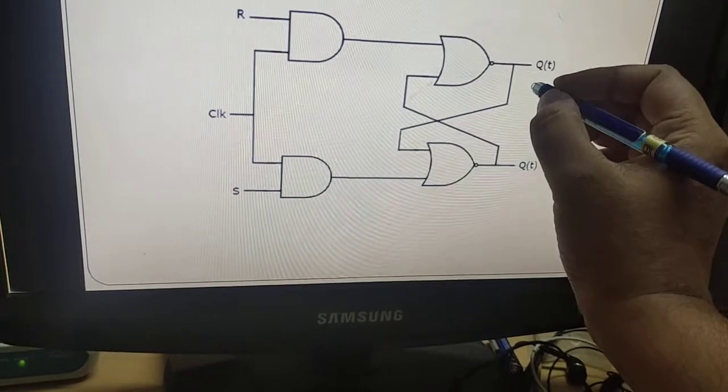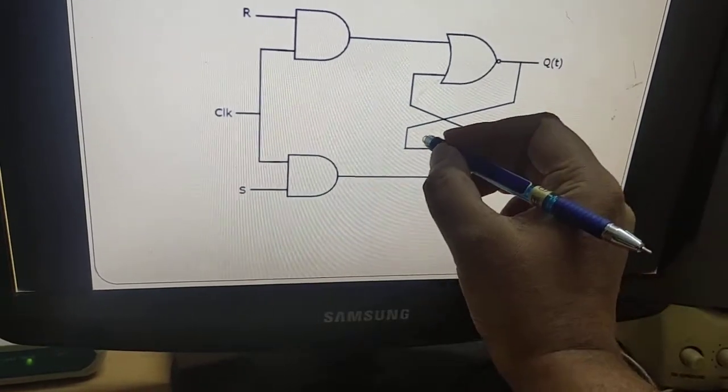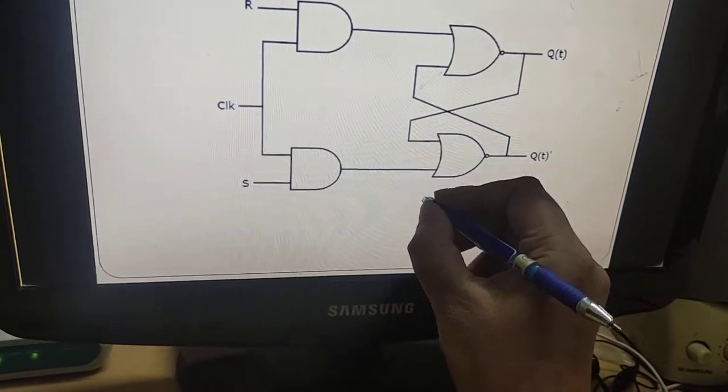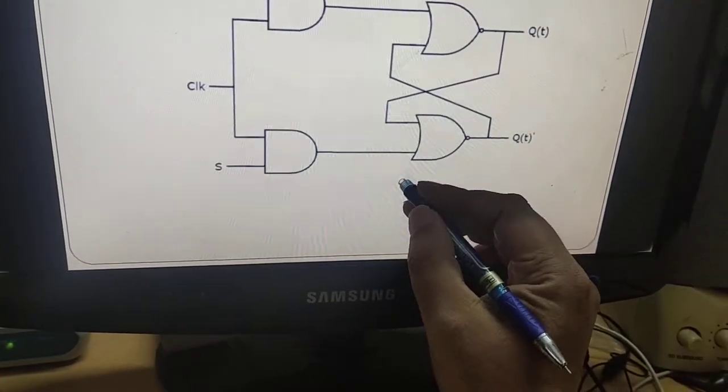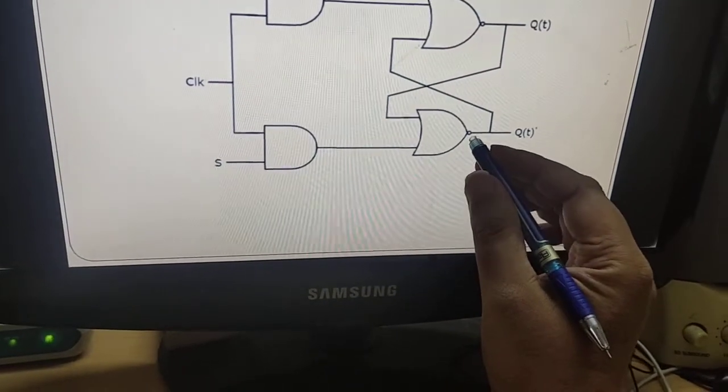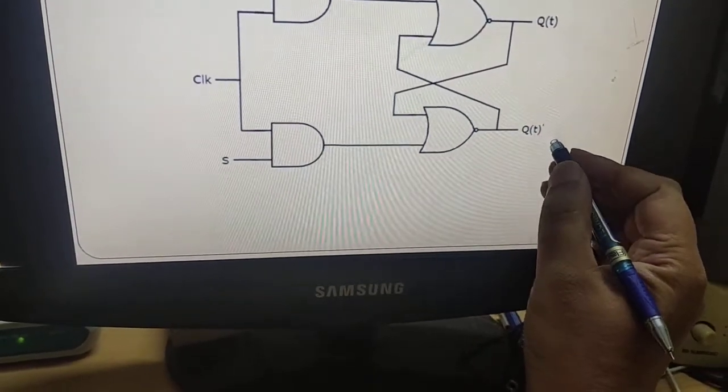Now what I have to do? I have to take this 0, and I am going to put it here, 0. And this is 1. 1 plus 0, what will happen? This is going to be 1. But it is a NOR gate, so it becomes 0. Now this is 0.